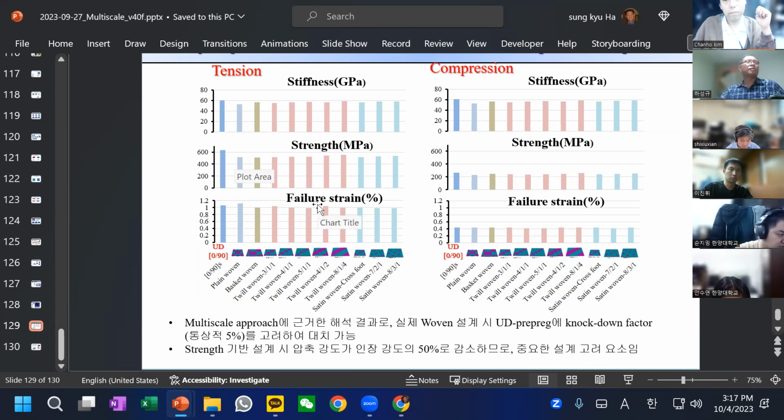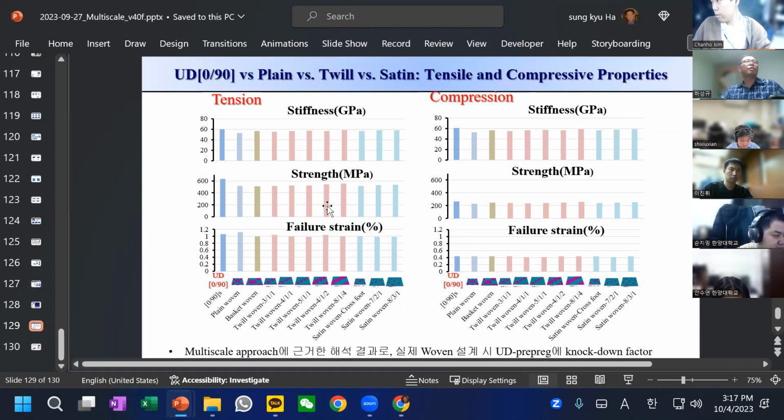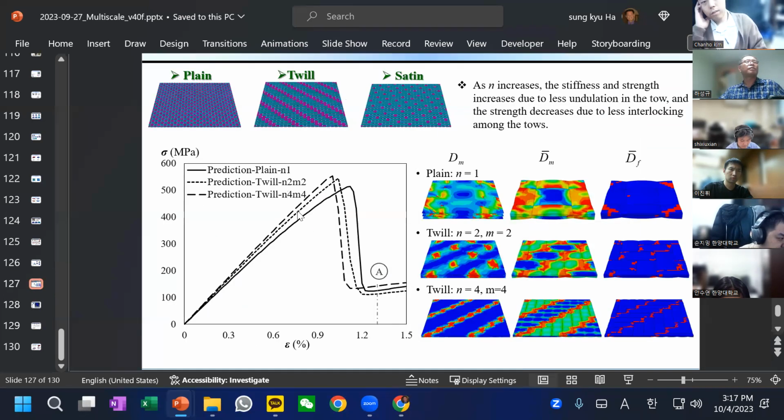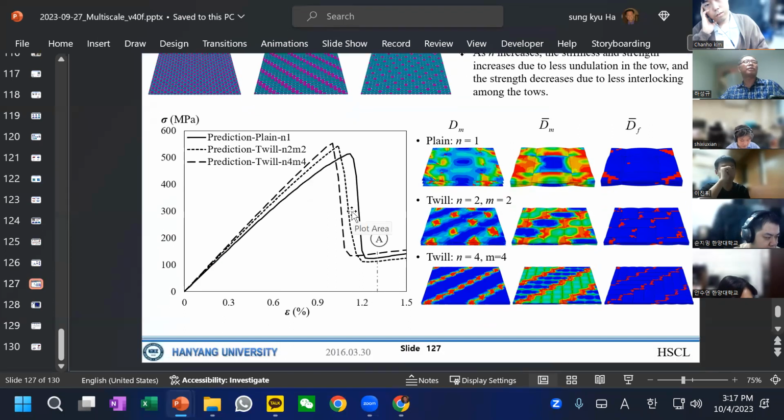But the failure strain can be larger or very similar, because the failure strain is the amount of extension before the failure. So the failure strain in this case is this amount. This failure strain can be even larger, but as you can see, the stiffness and strength can be decreased.